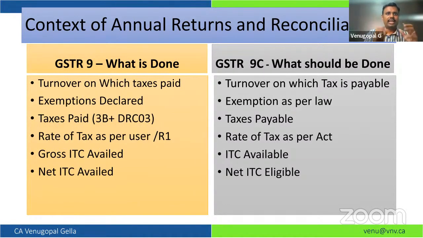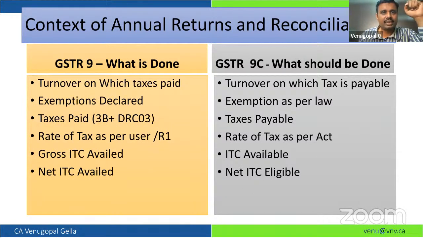How much I have paid comes from GSTR3B, how much I have to pay comes from books of accounts, right? The exemptions which you have declared in your R1 versus the exemption which is available as per the notification is what is in 9C. How much tax I have paid could be from 3B and DRC 03, how much tax I am liable to pay. At what rate I have paid is specified in 9 and what rate I have to pay is specified in 9C.